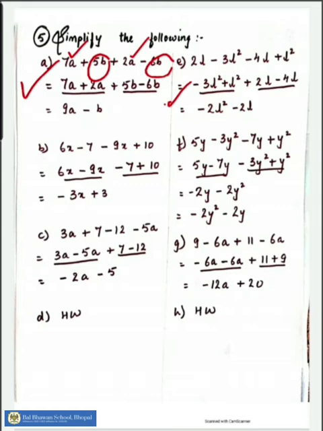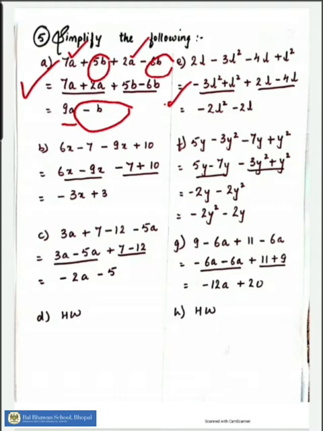Now, 7 plus 2 will give me 9, and 5 minus 6, when we subtract a bigger number from a smaller number, we get a result with a minus sign. So over here I'll get minus 1, and minus 1b is nothing but minus b. So my answer is 9a minus b. Moving forward to our next question, children, it is 6x minus 7 minus 9x plus 10.